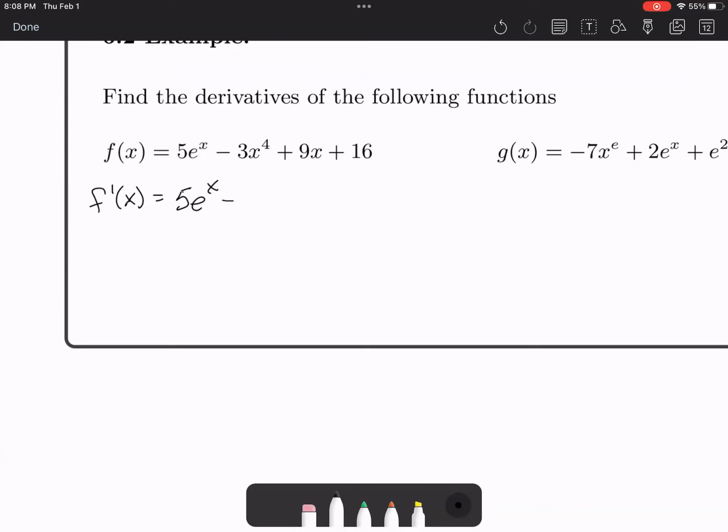This will be minus 12x cubed by differentiating this term. This will differentiate to a plus 9, and the 16 will differentiate to a plus 0.